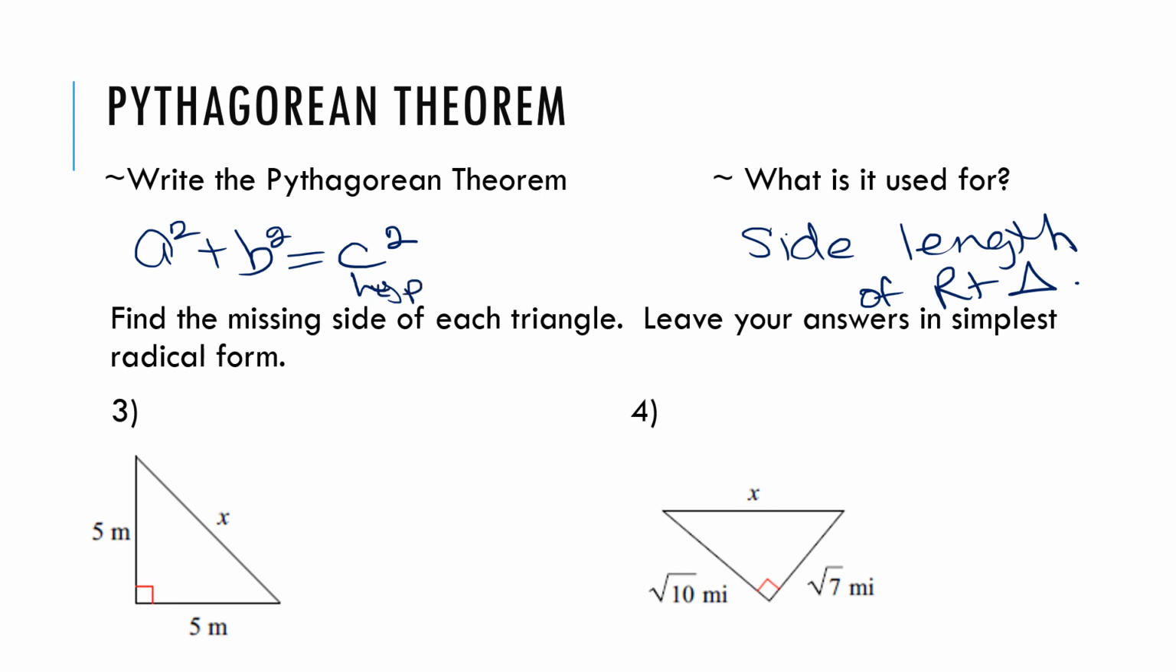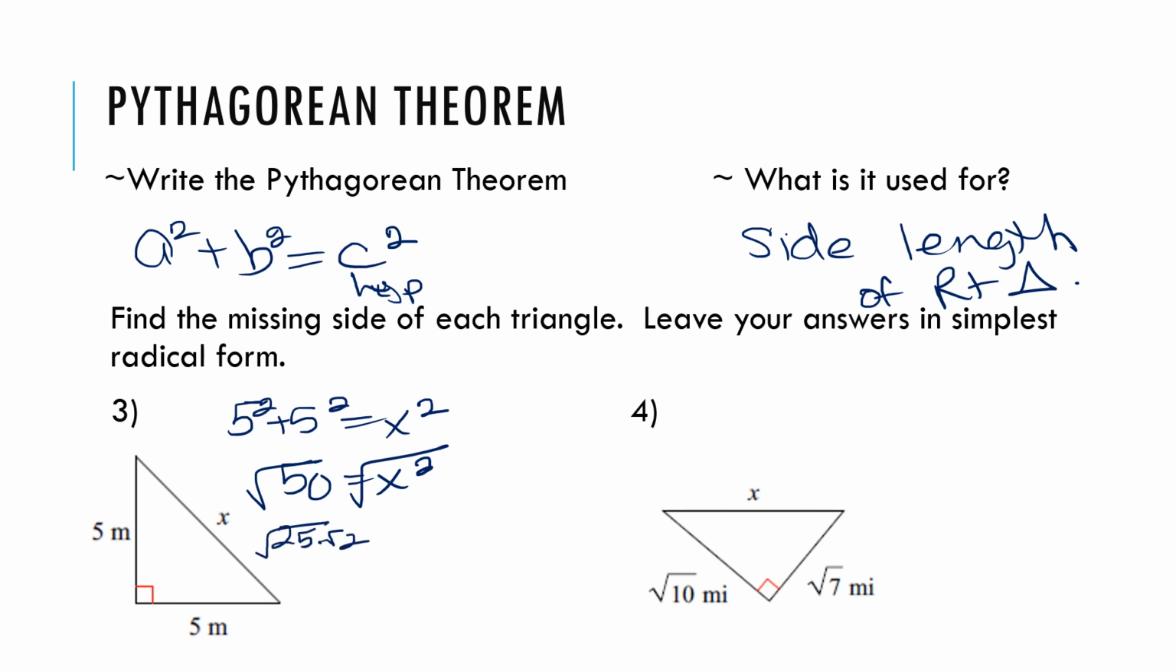So in example 3, the two leg lengths are 5 meters and the hypotenuse is unknown. So we'll write 5 squared plus 5 squared equals x squared. 25 plus 25 gives us 50, and then when we take the square root of each side, the square root of 50 simplifies to be the square root of 25 times 2, which would be 5 square root 2. And we're only looking for the principal root, only looking for that positive value representing the distance or the length of the hypotenuse.